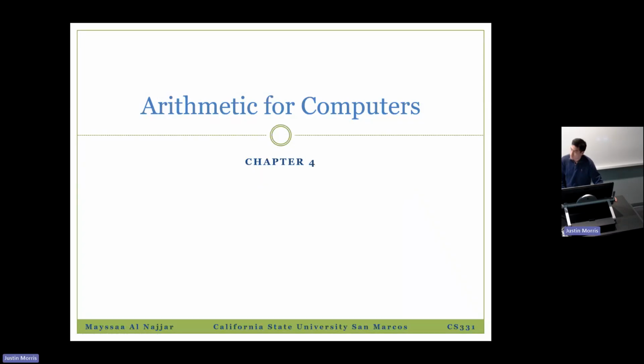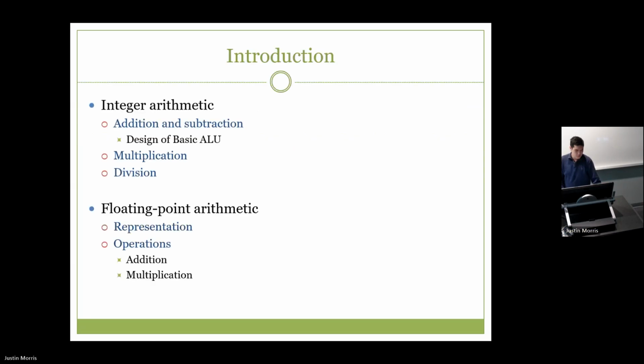We are continuing on the arithmetic for computers chapter. We've done all of the integer arithmetic: addition, subtraction, multiplication, division. And we went over the basic design of an ALU. Last time we started by going over the floating point representation, and today we're going to cover these two operations in floating point: how to do addition and how to do multiplication.